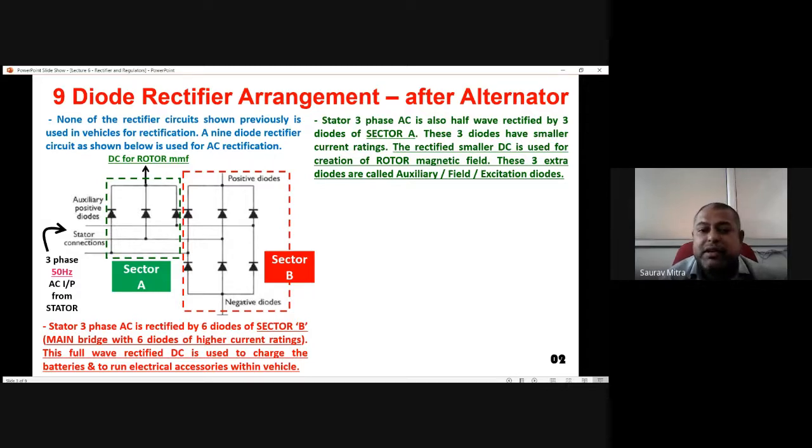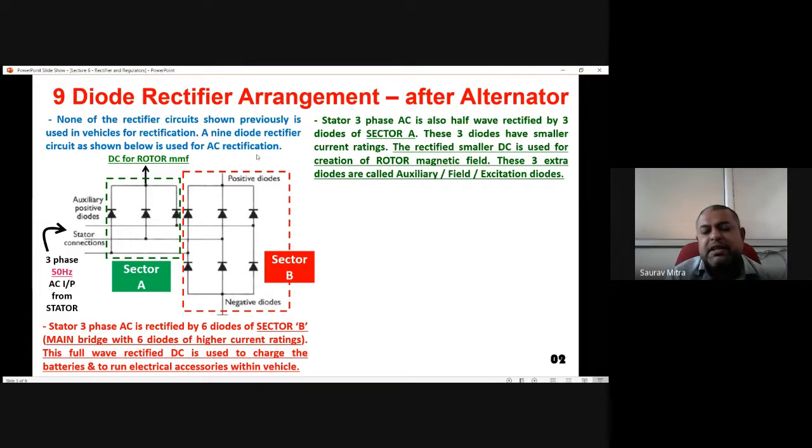So that rotating magnetic field, whenever it will be cutting the stator conductors, because the stator is connected in star form or in delta form, there are a lot of conductors in the stator. So whenever the rotating magnetic field is created, and whenever it is rotating inside the stator, it will produce electricity, and that electricity will be three-phase AC. Okay, and that three-phase AC will be coming here, and again we'll go for rectification.